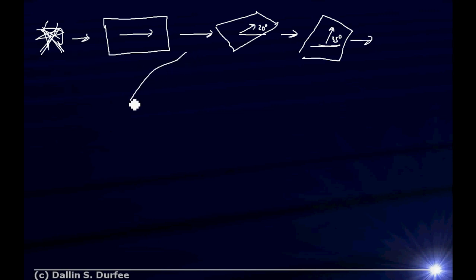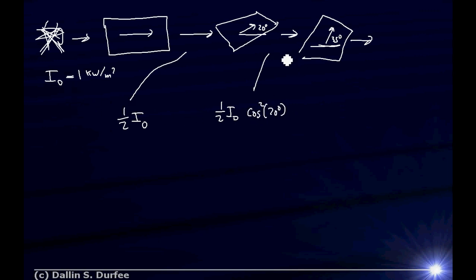Well, after going through the first polarizer, if we start off with some intensity of light I0, which is 1 kilowatt per square meter, unpolarized light going through an ideal linear polarizer, I'm going to get half of it through. Then when I go through this polarizer, I'm going to start with this and multiply it by the fraction that gets through. The fraction that gets through is just cosine of the angle squared. So what I'm going to get after coming through this one is 1/2 I0, what I started with, times cosine of 20 degrees squared. Remember, it's squared because we're talking about intensity, not the amplitude of the electric field.